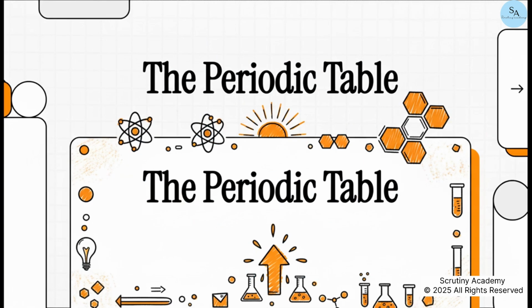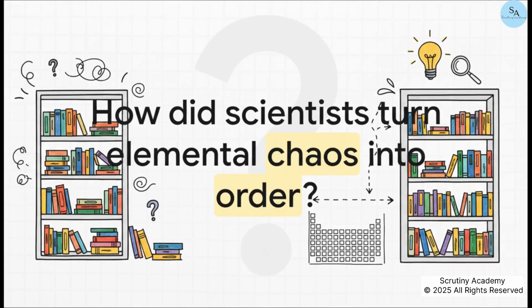Welcome to The Explainer. Today, we're cracking the code of one of chemistry's greatest inventions, the periodic table. You know, it's so much more than just a chart on the wall. It's basically a map to the building blocks of our entire universe. So just think about this for a second. How do you possibly bring order to that much chaos?